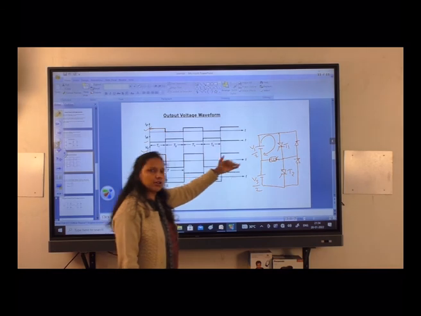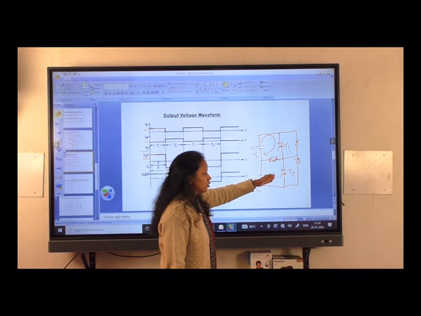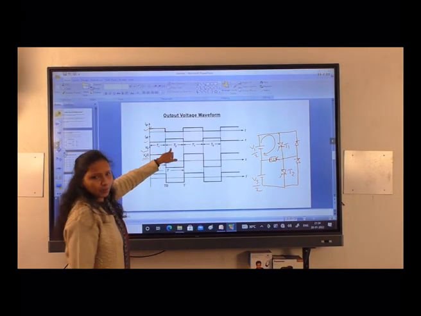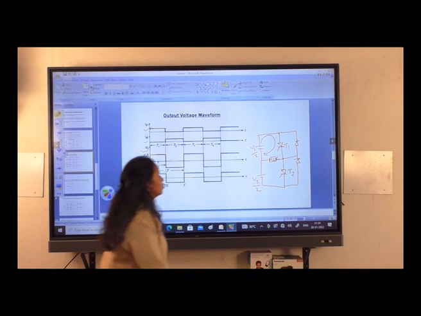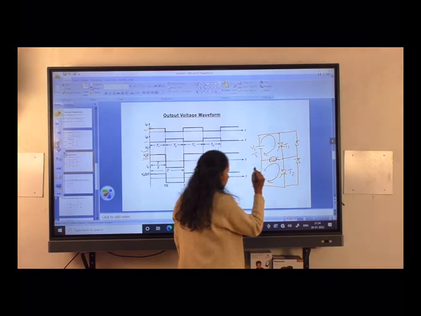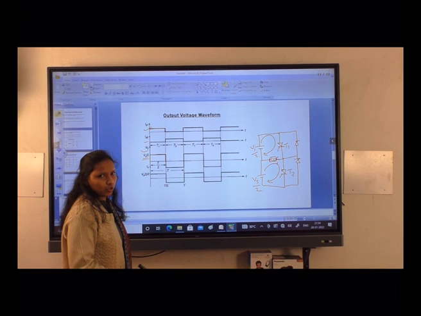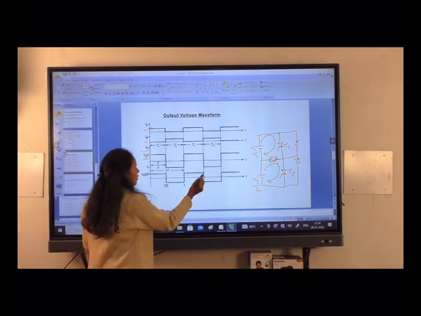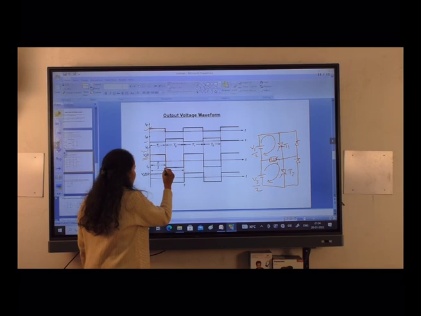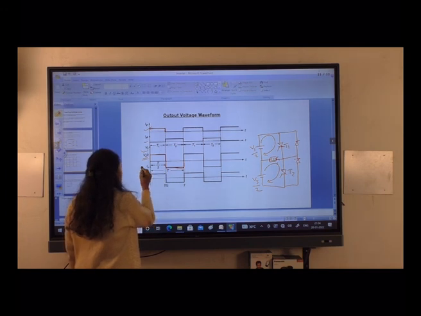At this point Ig1 is 0 and Ig2 is given. That means thyristor T1 is now turned off by force commutation, and T2 is turned on because gate pulse is given to T2 by Ig2. Current will flow like this, opposite to the assumed output current direction. So we get the output voltage in the reverse direction, and this level is minus Vs by 2.